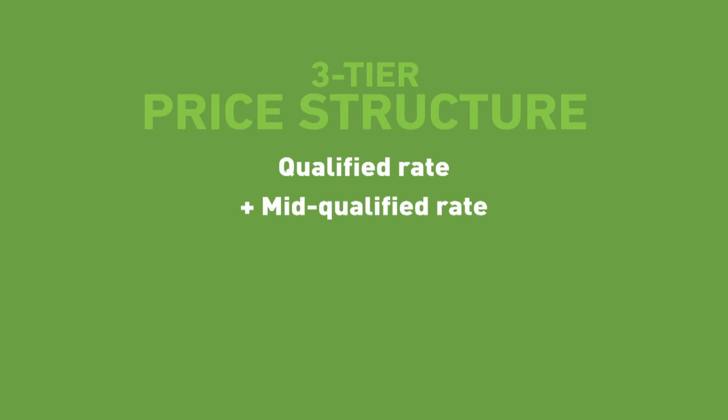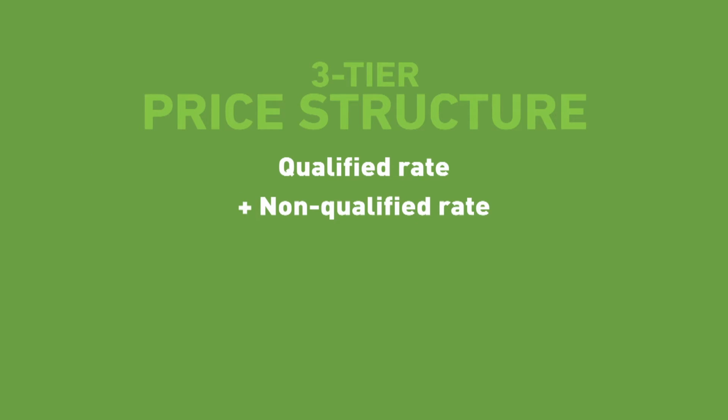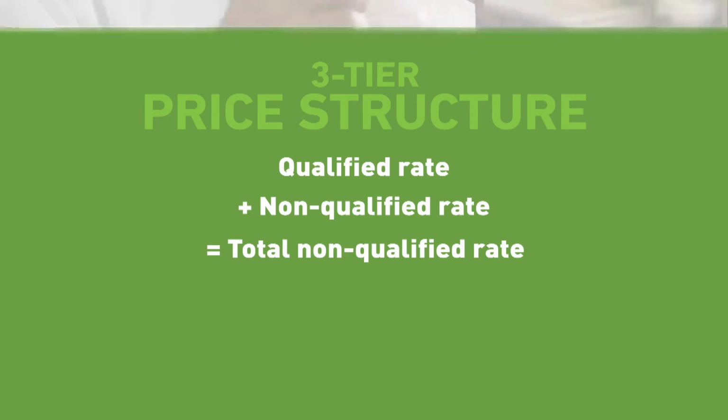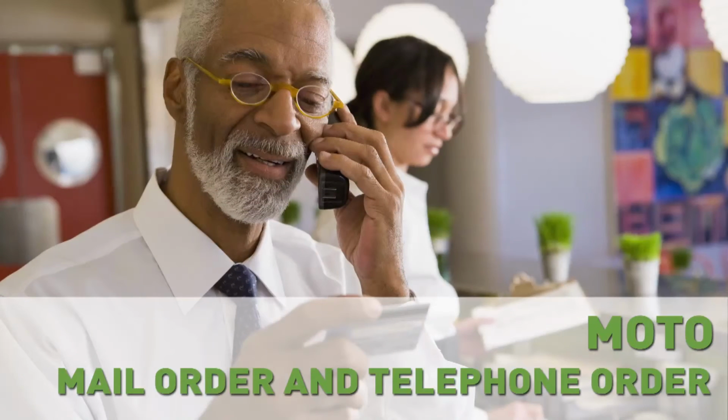Here is an example of a 3-tier price structure. The way to calculate the rate on this is you add your qualified rate plus your mid-qualified rate to get your total mid-qualified rate. Then again, you would add your qualified rate with your non-qualified rate to get your total non-qualified rate. So as you can see, outside of qualified rates, the mids and nons, the transaction can get quite expensive.